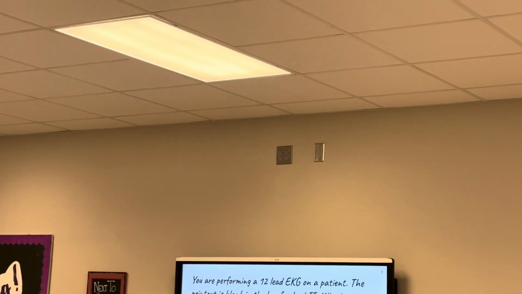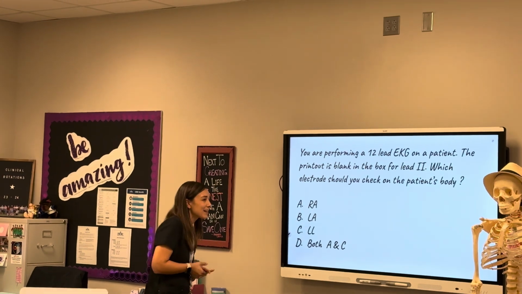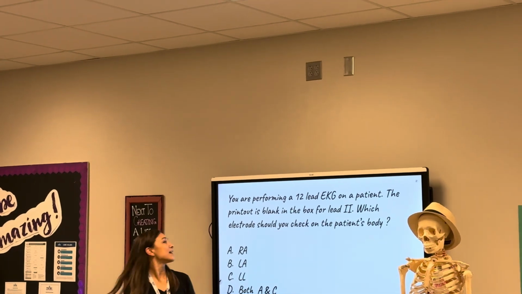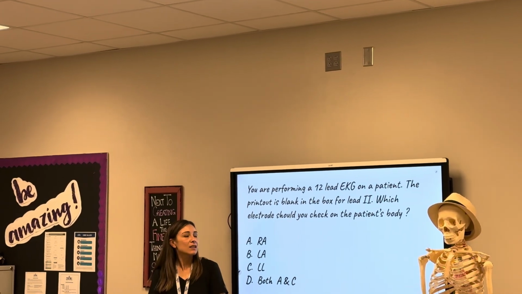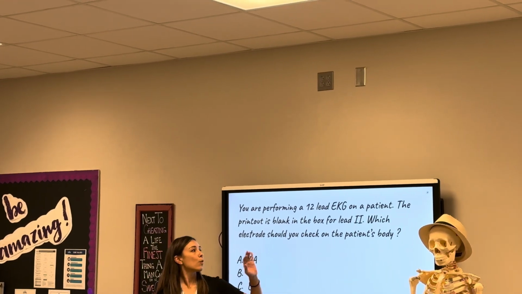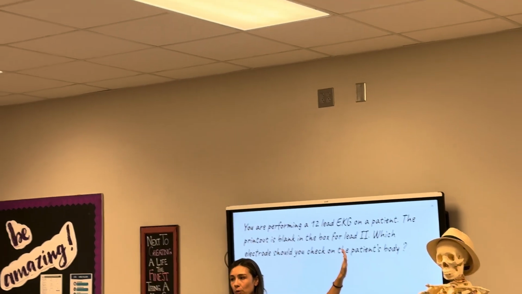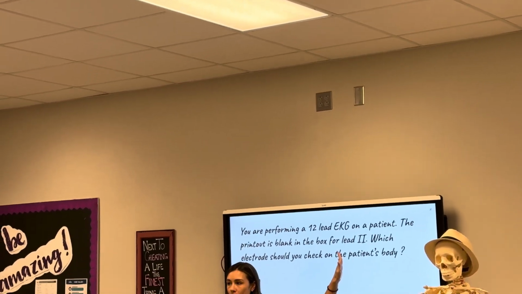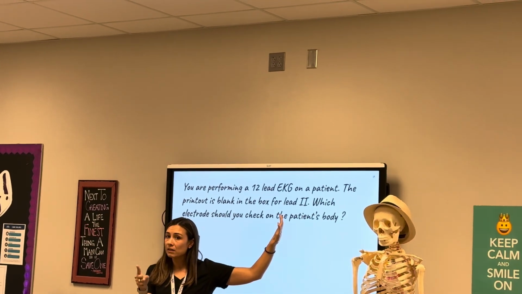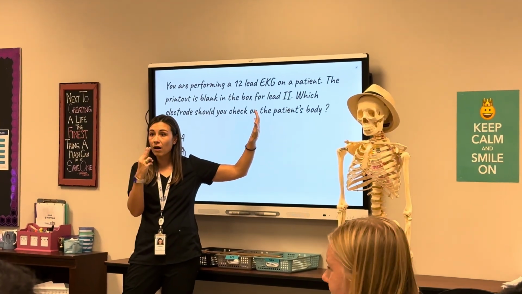It's inferior, that's all I know. Okay, I'm not seeing a lot of right answers. All right, which electrode should you check on the patient's body? We're looking at lead 2. What type of lead is lead 2? Start there. Bipolar limb lead. So how many electrodes are involved here? 2. So which 2 bipolar limb lead electrodes are we using?